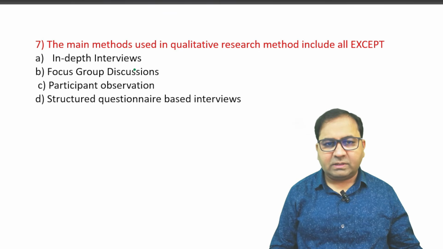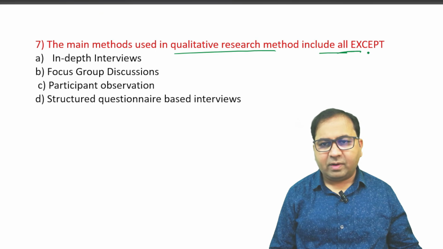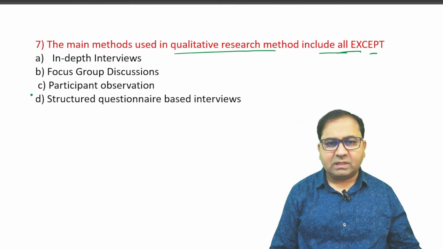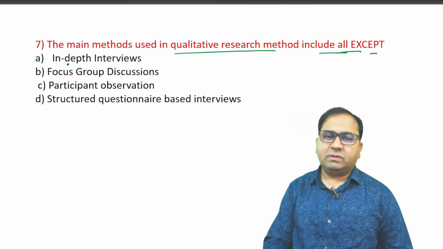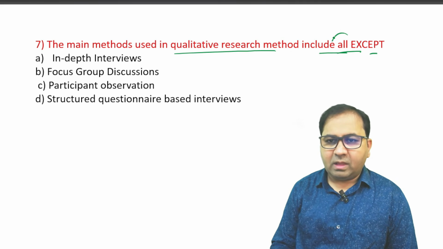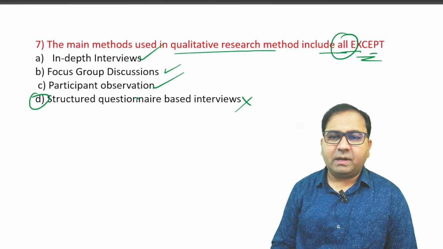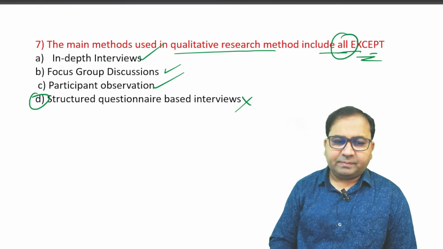Chalo. Next question. The main methods used in qualitative research method include all of the following except: A, in-depth interviews, B, focused group discussions, C, participant observation, or D, structured questionnaire based interviews. The answer for this question is D, the structured questionnaire based interviews. Otherwise, in-depth interviews, focused group discussions and participant observation are included in the qualitative research method.